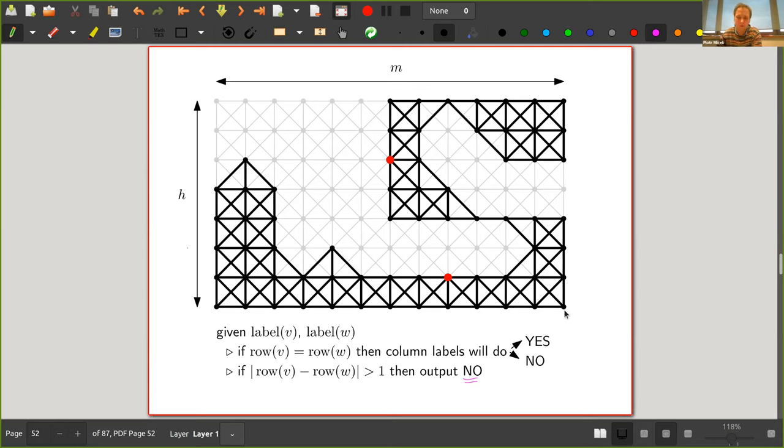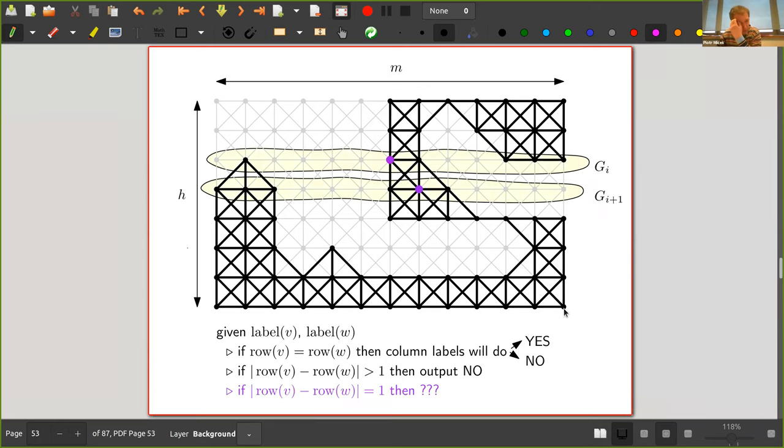That's easy. And finally, we will be able to recognize if the two rows are adjacent to each other, like this. And now we should rely, hopefully, on the column labels. But here comes the problem: a column label of one vertex comes from a different scheme than that of the other vertex. They are not compatible. We cannot work on them together. And that's our problem, a major problem of this strategy.